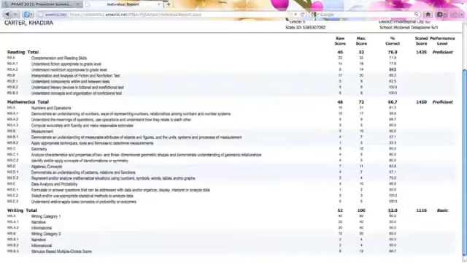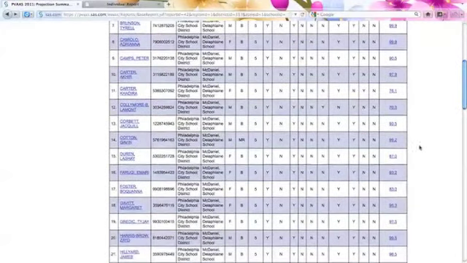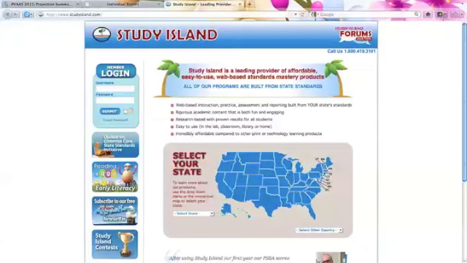Once you have identified the specific skills that the students need help in, there are a number of ways to target them. One is Study Island. Well, let's get started.